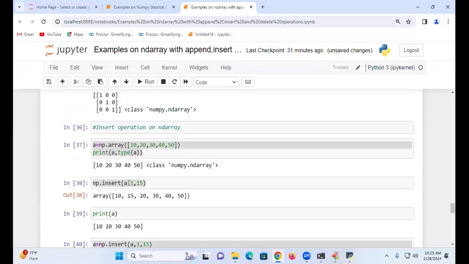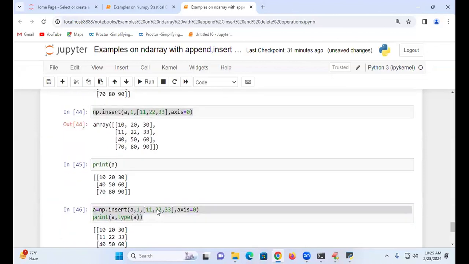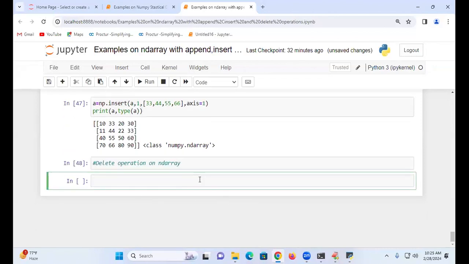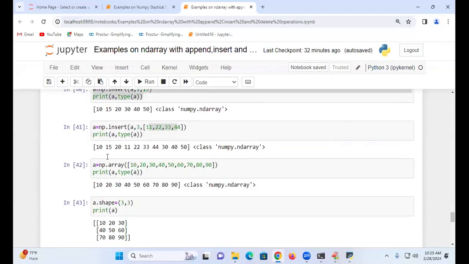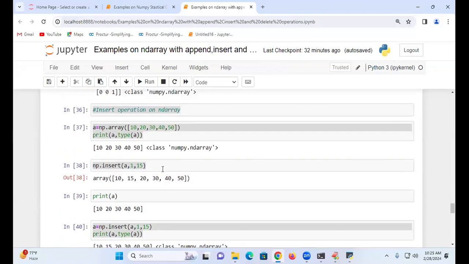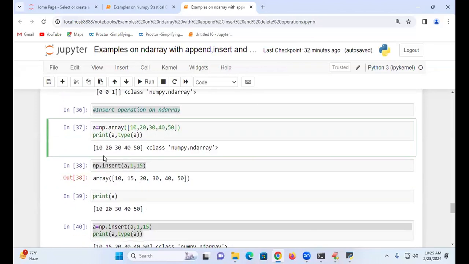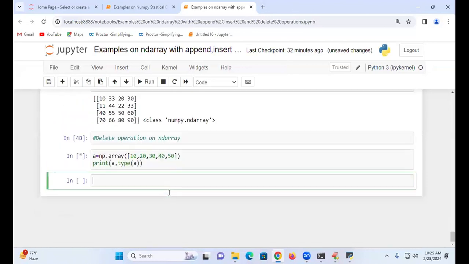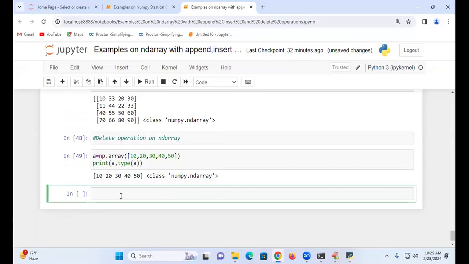So let us move to the next operation. Delete operation I am going to take. Students, follow me carefully. Delete operation on ND array. Now I'm going to take this data. Certain elements you take. These elements I will take. Follow me. Here I am taking. This is my data, students. Now I want to delete.